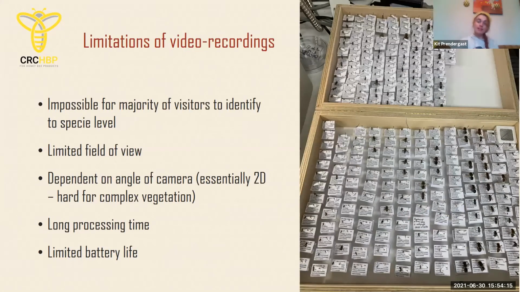But there are also some limitations, and we have to be transparent about these limitations. Using video recordings, it's impossible to identify the majority of visitors to species level. As you can see here, this is a collection box of my native bees, and the differences between species are microscopic. They can be the shape of the wing veins, they can be the genitalia, which is clearly something you can't pick up on video recordings. There's a limited field of view, it depends on the angle of the camera, it can take a very long time to process all the videos, but we are looking at a method to overcome this, and there's a limited battery life.